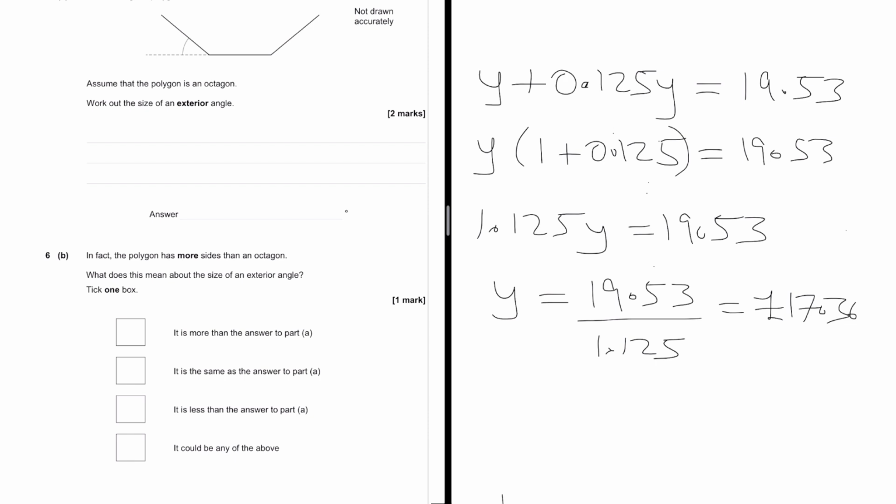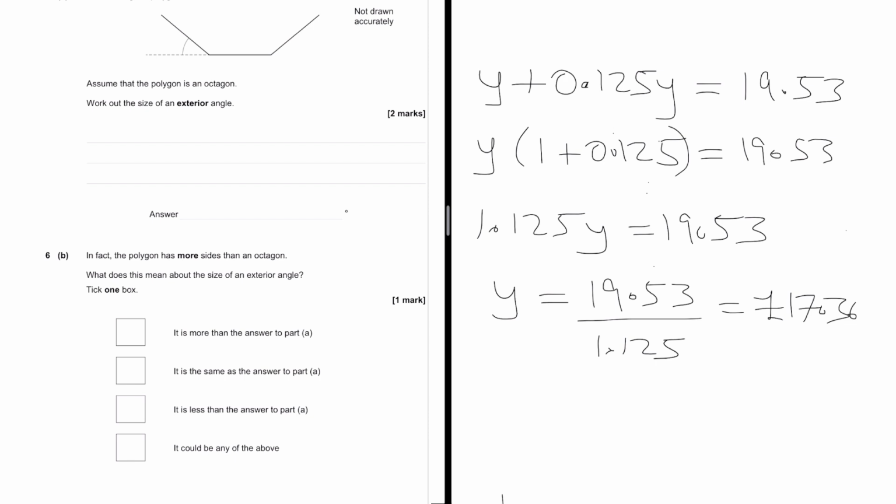So for question 6, we have part of a regular polygon shown, and we're assuming the polygon is an octagon. We want to work out the size of an exterior angle. Well, for an octagon, or any polygon, the sum of the exterior angles is going to be equal to 360 degrees. And if you think about why that is, by the time you've done a full rotation, you get back to where you've started, which is 360 degrees.